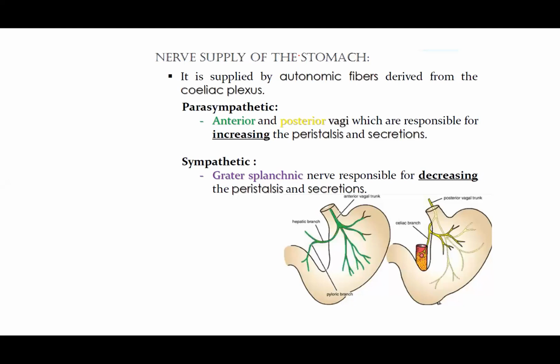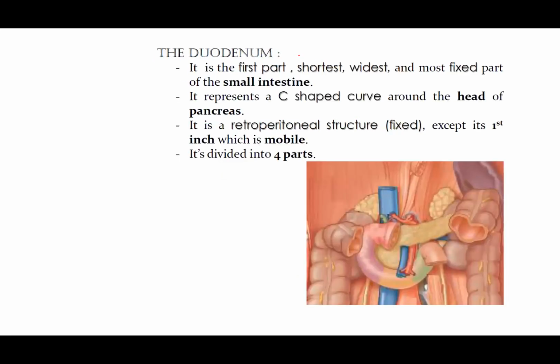So if you are treating maybe hypersecretion leading to acid, if you denervate the vagus nerve, the secretion will cease, and also the contraction will cease. It means you have to find a way of draining that content by doing a drainage procedure. The sympathetic supply from the greater splanchnic nerve is responsible for decreasing the peristalsis and secretion. So this is so much for the anatomy of the stomach.